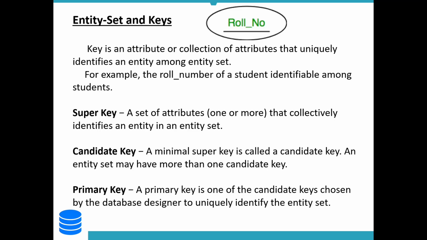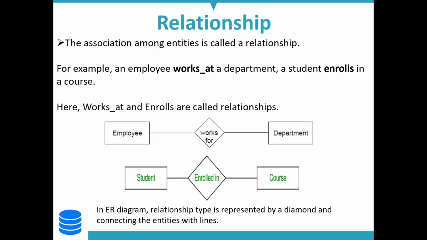Then entity sets and keys. A key is an attribute or collection of attributes that uniquely identifies an entity among the entity set. For example, the roll number of a student identifies the student uniquely among the students. You have different types of keys: super key, candidate key, primary key.